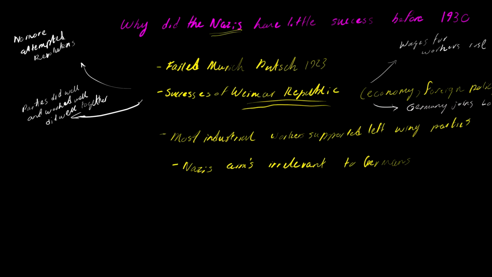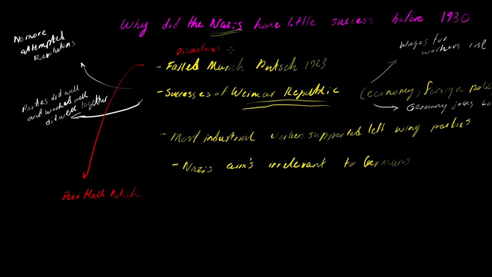we can also look at the image or the reputation of the Nazis. So the Nazis had a poor image. We can see this from the Beer Hall Putsch, or the Munich Putsch. That's clearly just reiterating the point, but I'm talking about the disastrous image of the Nazis. It's another reason they had little success.